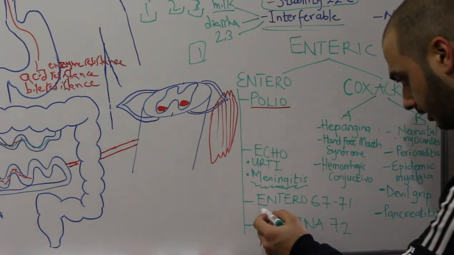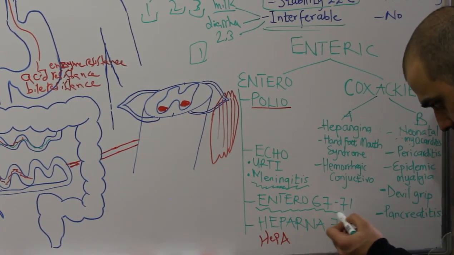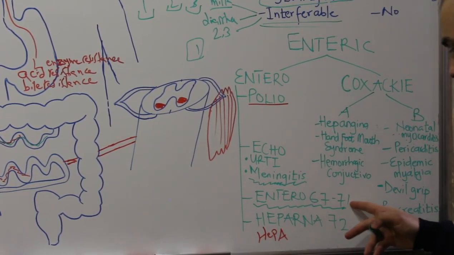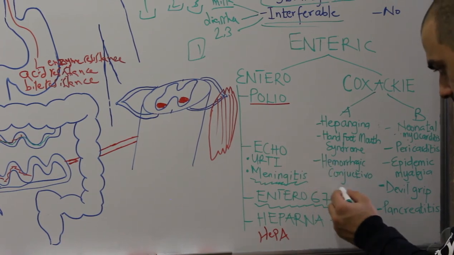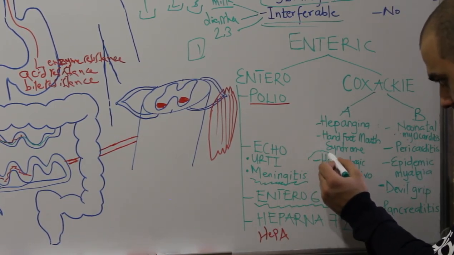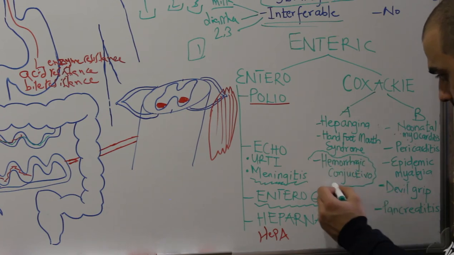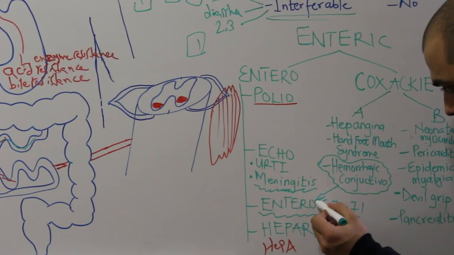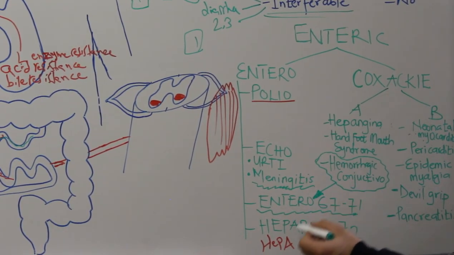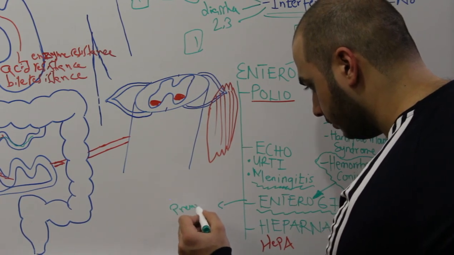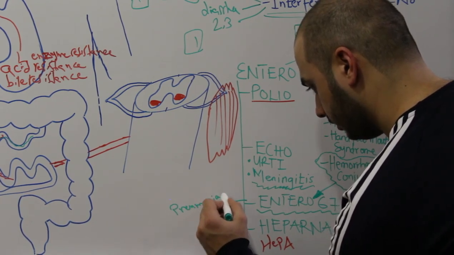Aseptic meningitis is characteristic of all viruses, meaning there will be no neutrophilic shifting, just slight lymphocytosis. And enteroviruses number 67 till 71 cause hemorrhagic conjunctivitis. It's listed here because hemorrhagic conjunctivitis is shared by more than one virus. So this virus can cause this disease, and it can cause pneumonia-like illness.